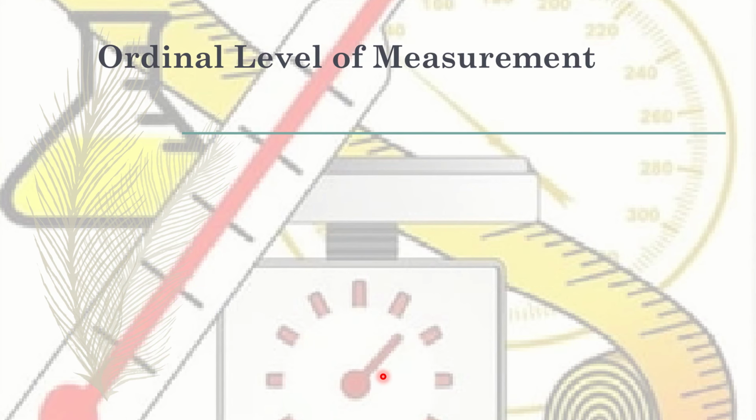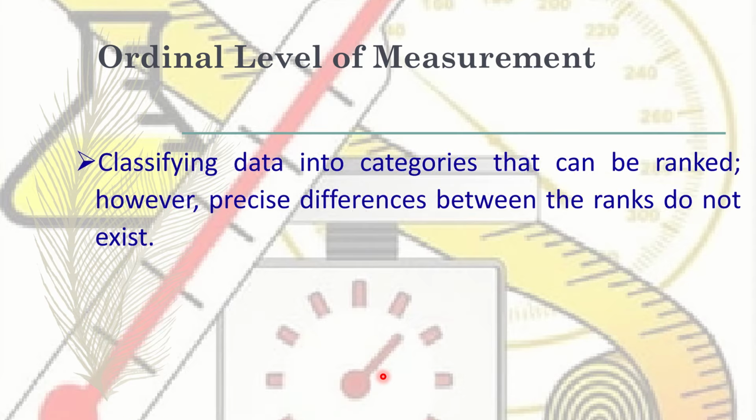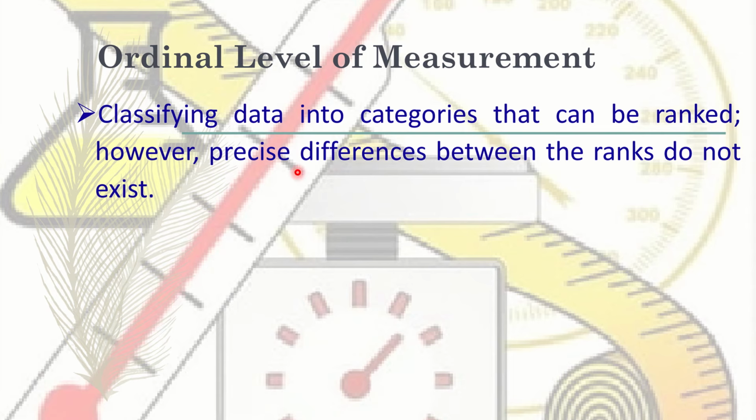The next one is the ordinal level of measurement. In this case, what do we do? We classify the given data into categories which can be put in order. It's clear from the name, ordinal. They can be placed into a specific rank, but there will be no precise differences between the ranks. That's rank 1, rank 2, rank 3, rank 4. There is no specific difference between two classes or two ranks.